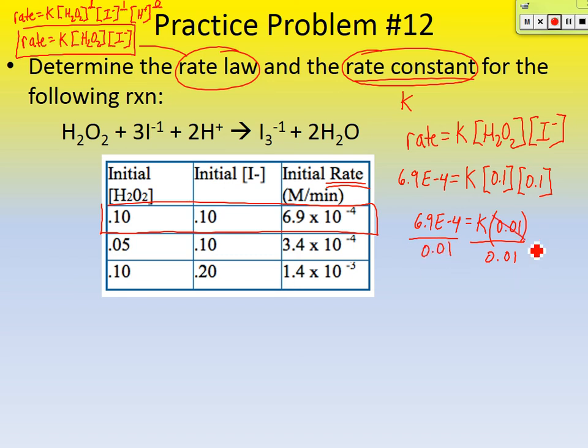Now to solve for K, I would need to divide both sides by 0.01. Over here it cancels out. And if you do that, 6.9 times 10 to the minus 4 divided by 0.01, I'm getting that K is equal to 0.069.